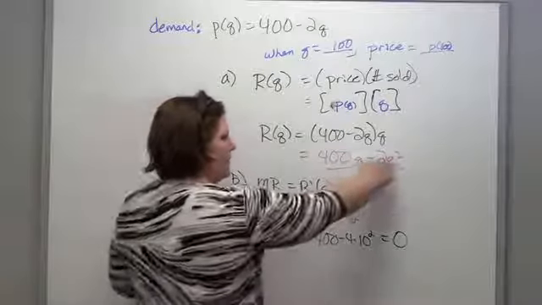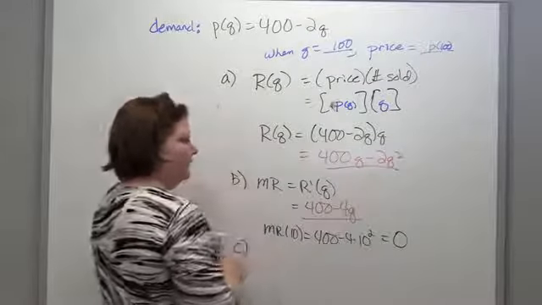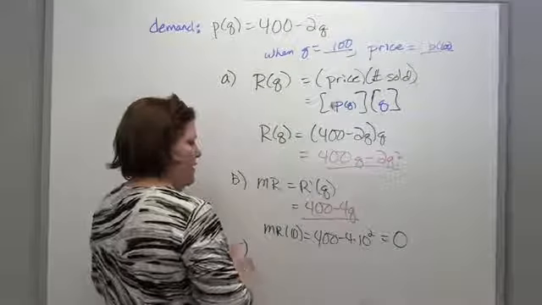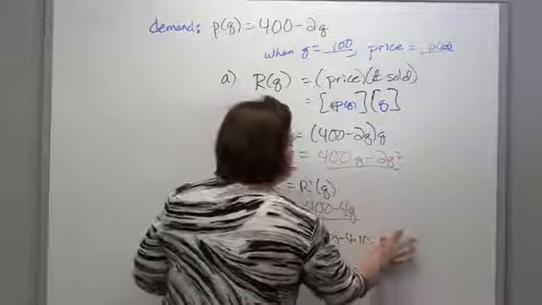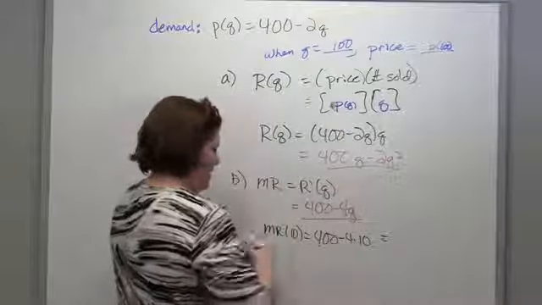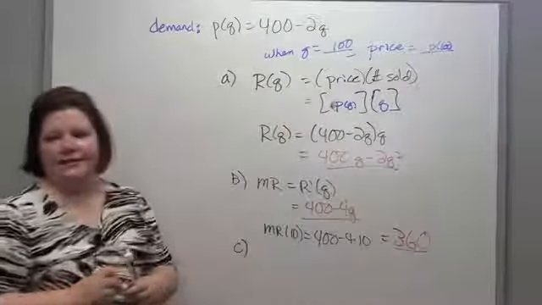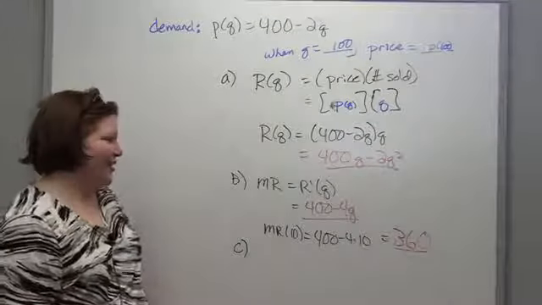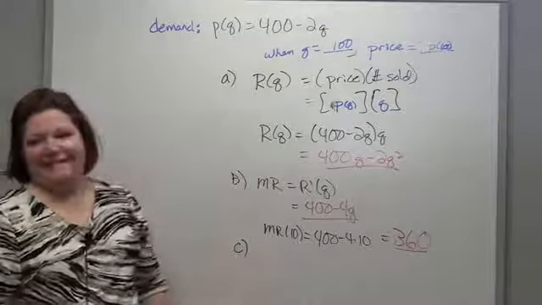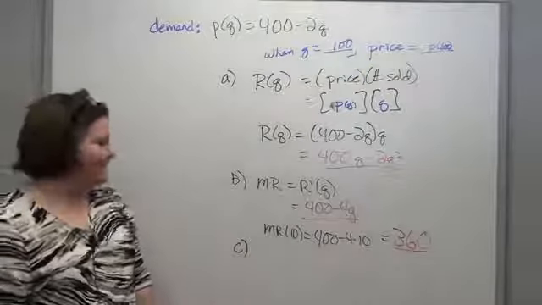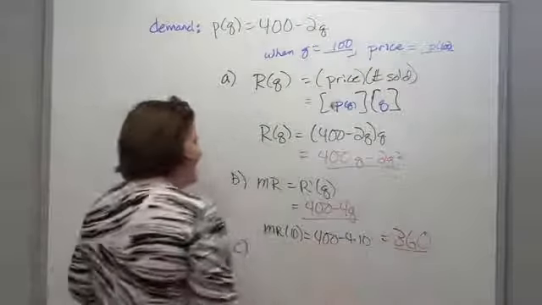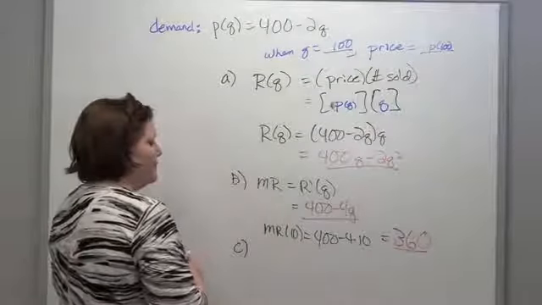Oh, you know what? I made a mistake. This is not that. It's minus 4q. That's why I get 360 is the answer. Sorry about that. So 360 is our answer for marginal revenue.